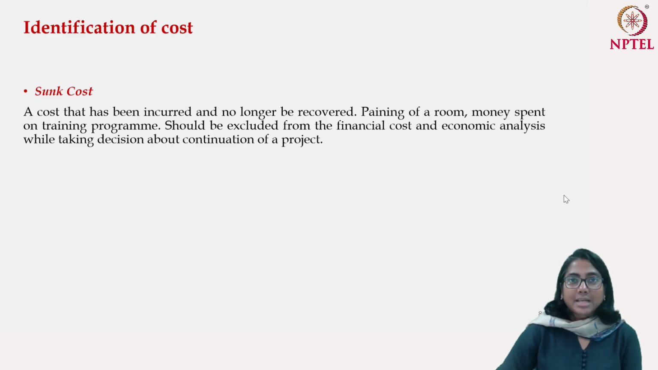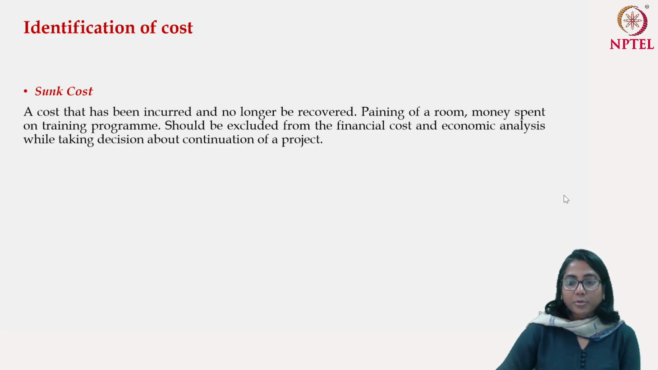The first example is a sunk cost. So what is a sunk cost? This is a cost that has already been incurred, right? And it can no longer be recovered. A very good example of sunk cost is that suppose you have an office and you have rented one particular room and you have painted that room. Now, when you are shifting your office after 1 year, you can't take the paint away with you. So the paint remains. The investment that you had made is going to stay there, and there is no way in which you can recover this.